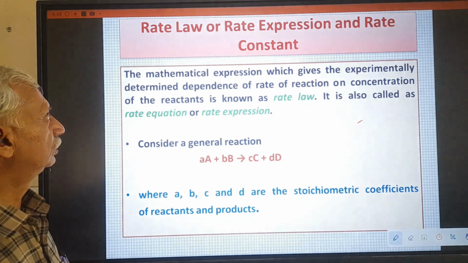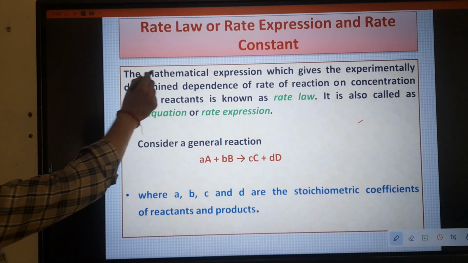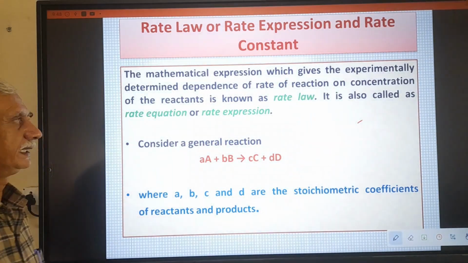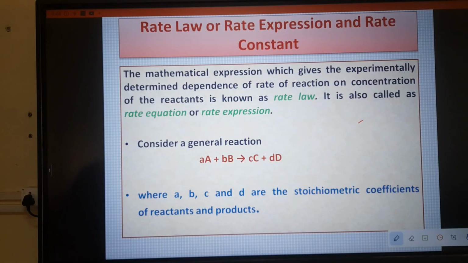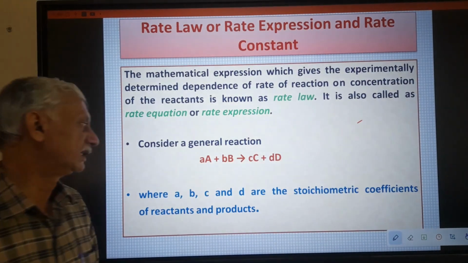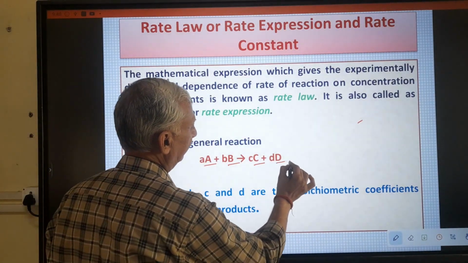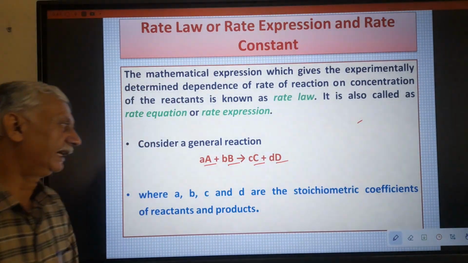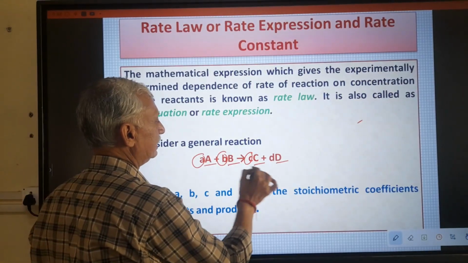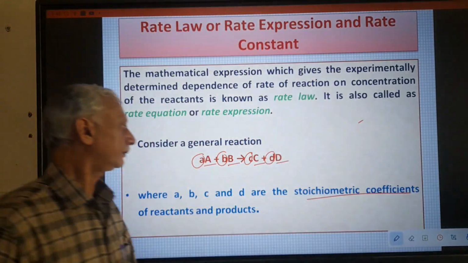Now in part 2, we will discuss today the rate law expression and rate constant. What is the rate law expression? Consider a hypothetical equation where capital A, B, C and D are reactants, and small a, b, c and d are their stoichiometric coefficients.